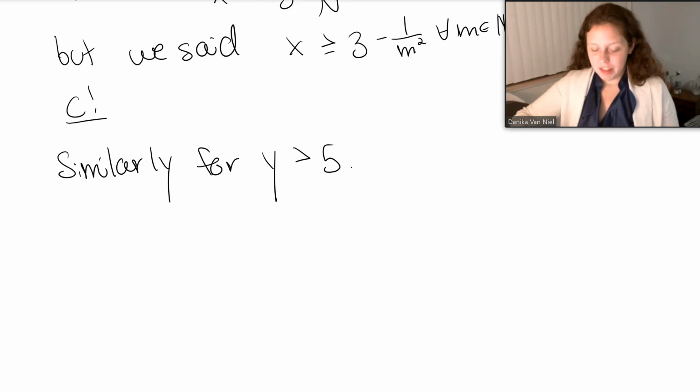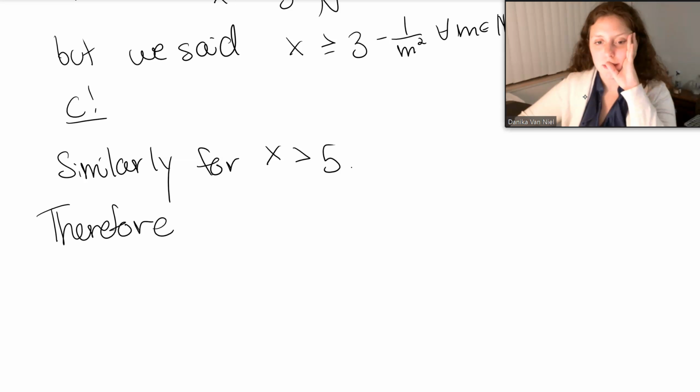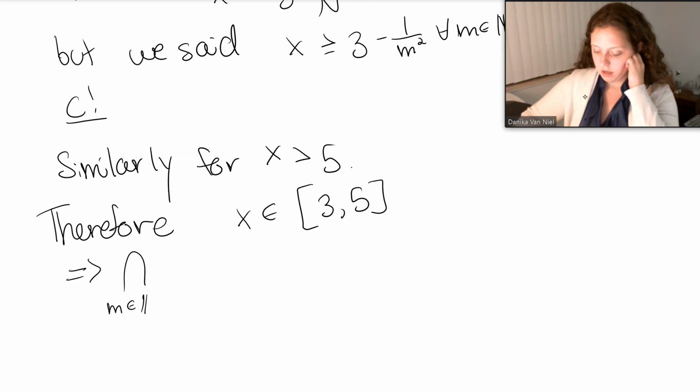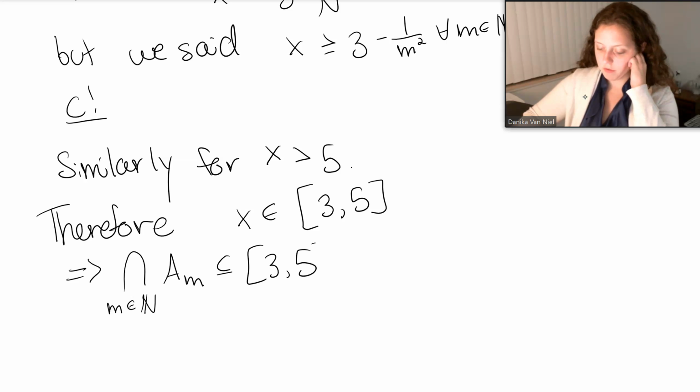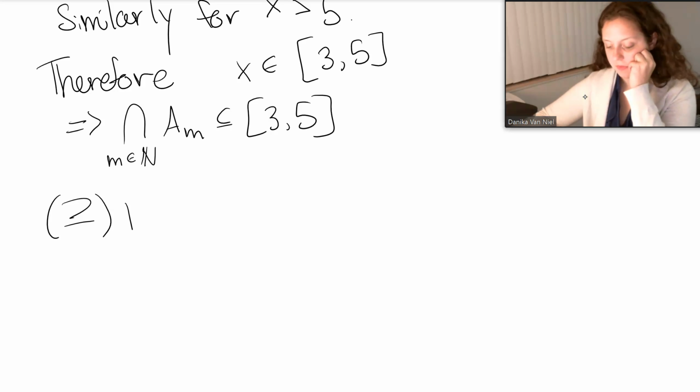Okay, therefore, x is in the interval 3 to 5. Meaning the intersection of these is a subset of 3, 5. Now if we try to do the other way, this one's a little bit quicker.